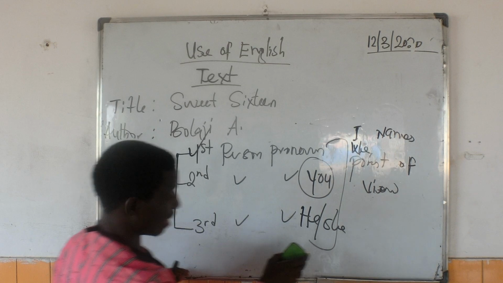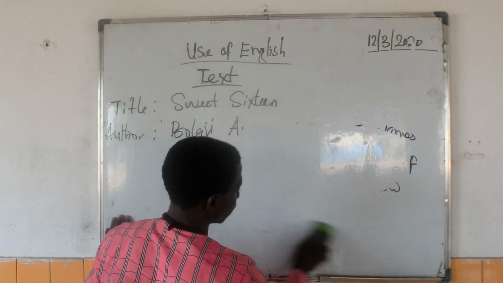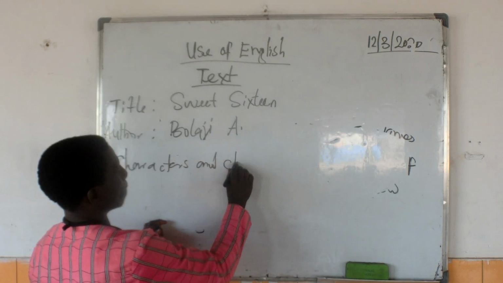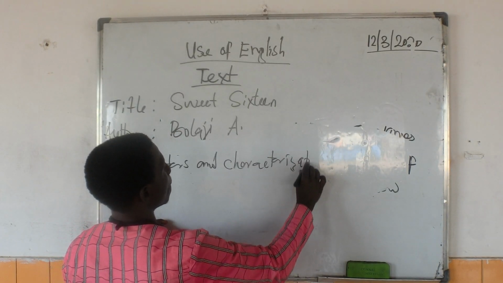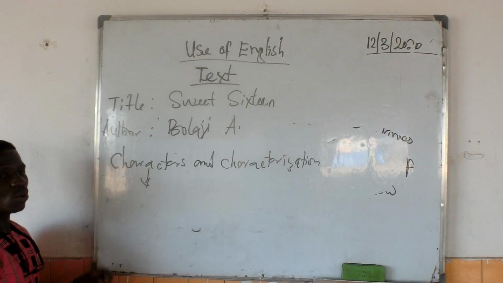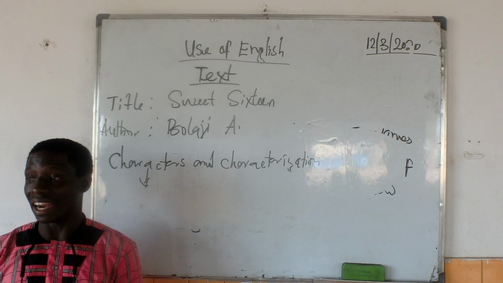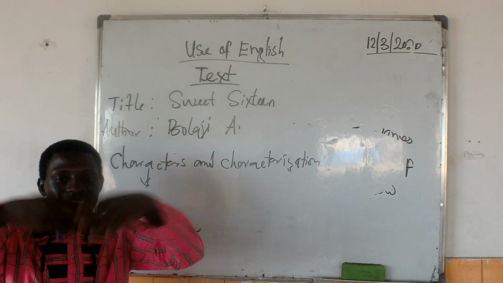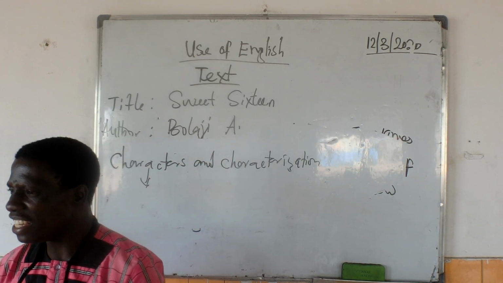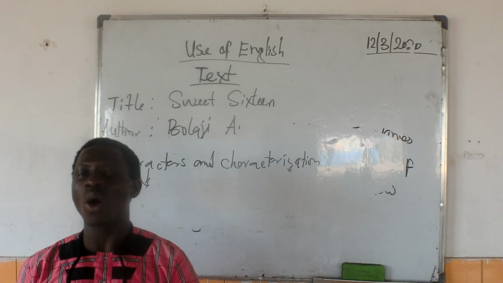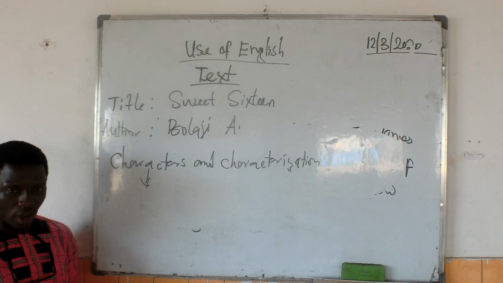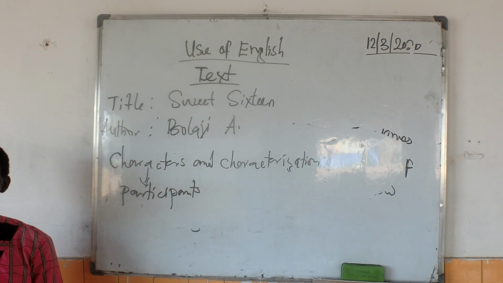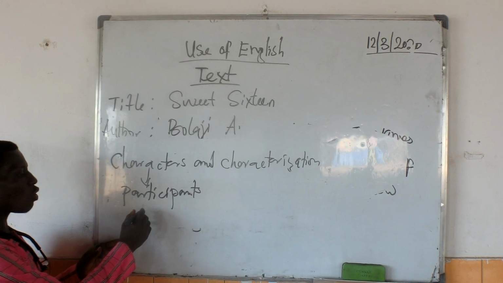Then the last thing I want you to bear in mind is what we call character and characterization. In any storyteller or narration or account, there must be people we make reference to. So if you are watching a movie, you find out there are people that perform one role or the other in the development of the story. Those people are what we call characters. So in simple words, characters means participants. That's the people that play one role or the other in the development of a story. Then we can also call them casts.